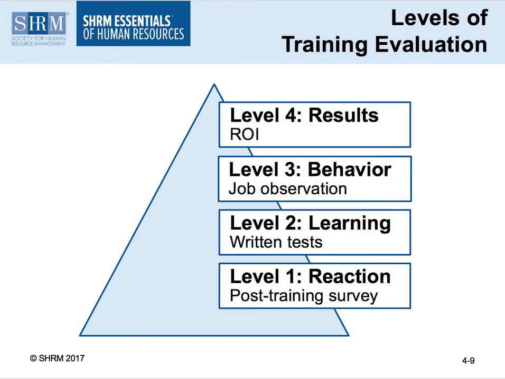The level 3 is our behavior, and that's usually seen in job observation. So did they take that learning, the new information they learned, and bring it on the job? And then our 4th level is the results. Did it actually impact the overall organizational effectiveness and efficiency, which is ultimately what we want to do? So that's just a couple of little things on training and development.